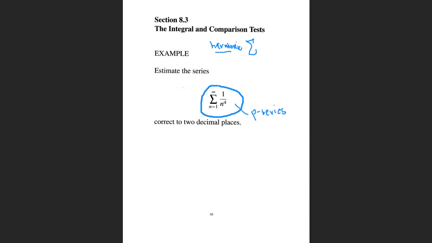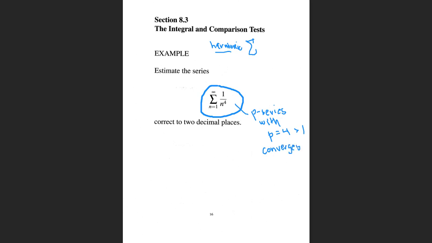So I appreciate all the responses. This is a P series with P equal to what? Good, Jonathan. Good, Clay. P equals 4. And since P equals 4 is greater than 1, this series does what? Does it converge or diverge? It converges indeed.